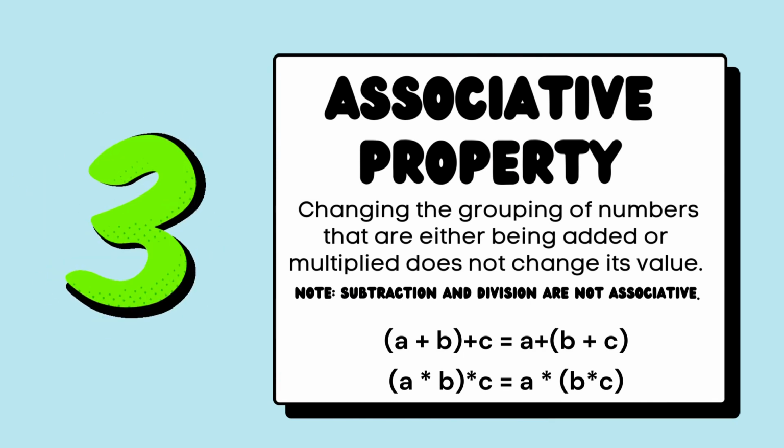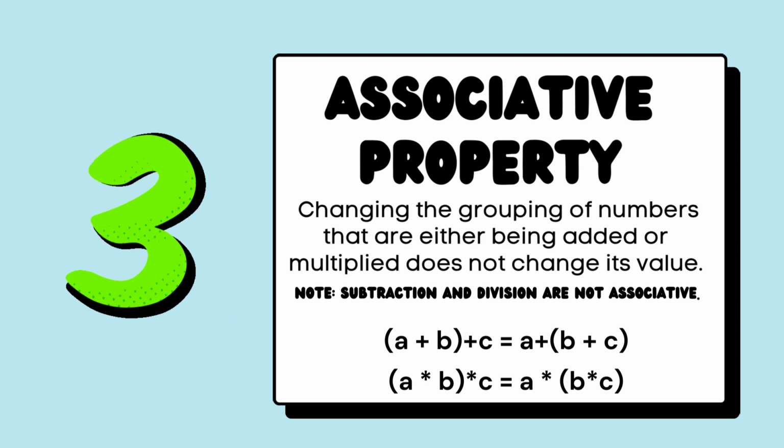What's the next one? Associative property. It states that changing the grouping of numbers that are either being added or multiplied does not change its value. Meaning whenever you make groupings here and there, it will not affect the value. For example, you have your own set of friends at home, then you can have another set of friends in school. No matter how you regroup yourself, that is the associative property.